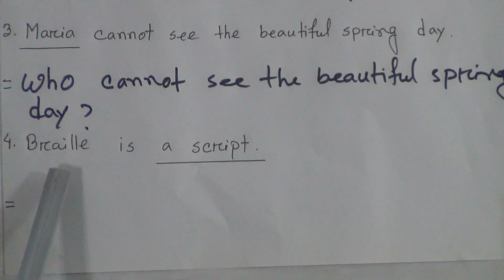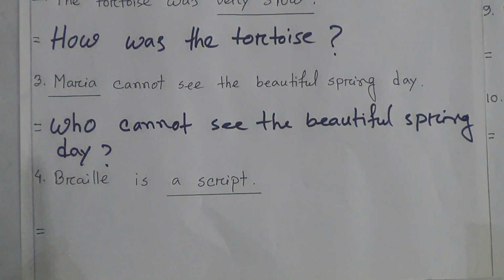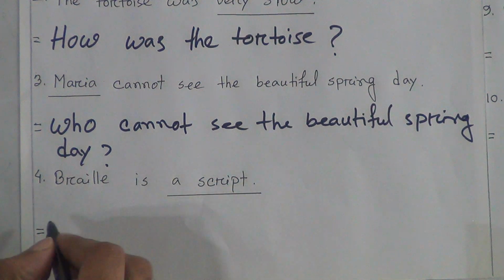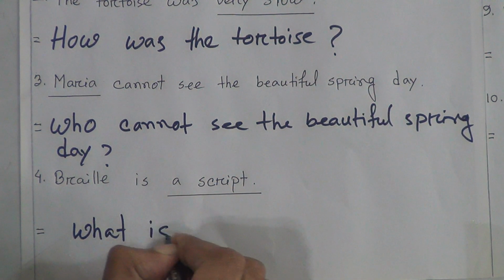Number 4, Braille is a script. Look, this is like question number 1. Here, a script is the object of the verb, so we will ask a question with what. What is Braille?